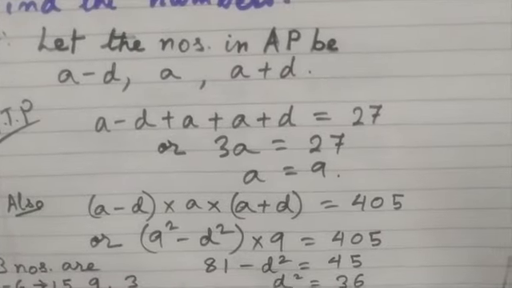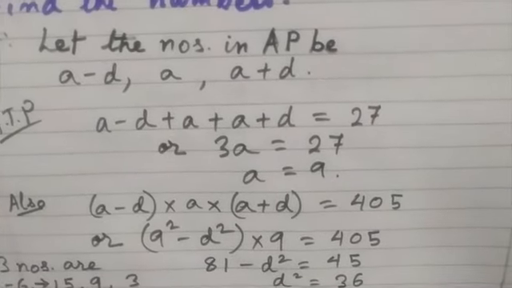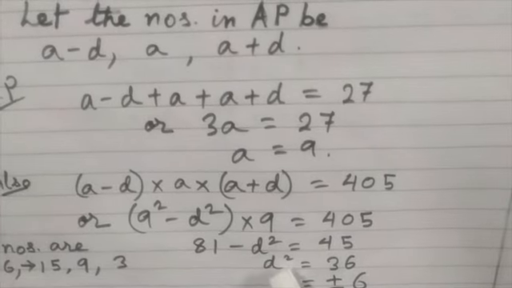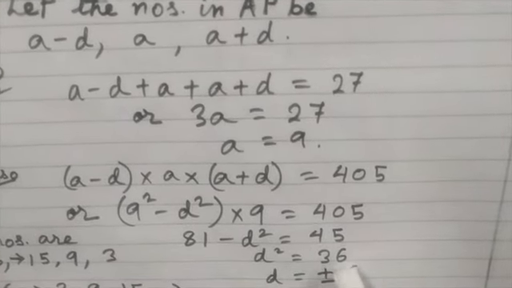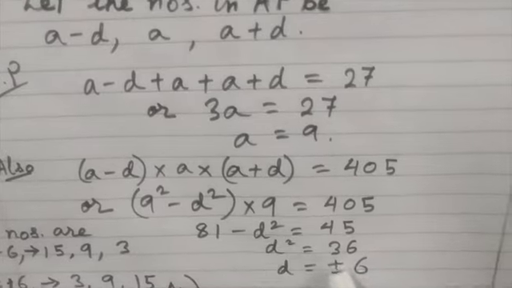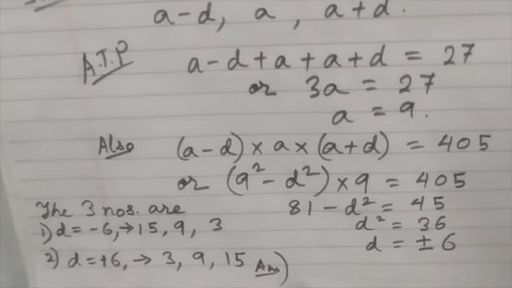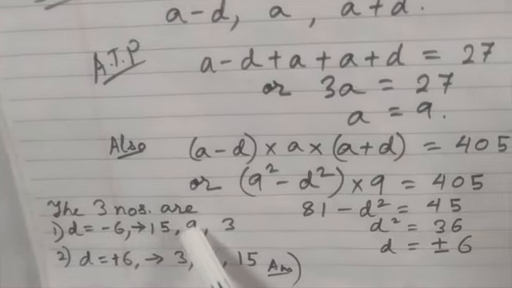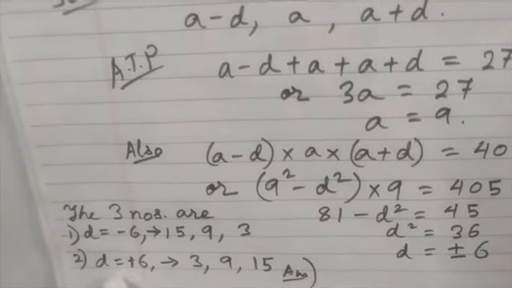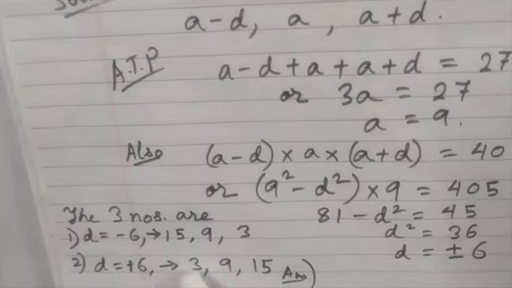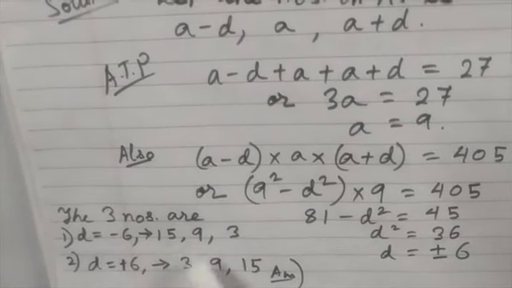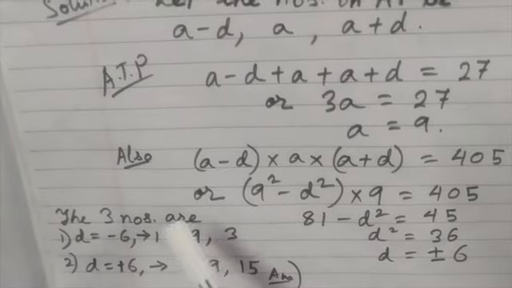Now see, over here we are getting 81 minus d square is equal to 45. After simplifying, find the value of d square. D is equal to plus minus 6. Now plus minus 6 has two significances. If the d value is minus 6, then the three numbers are 15, 9 and 3, and if the d value is plus 6, the three numbers are 3, 9 and 15. So there are two series of numbers, so you have to answer both of them.